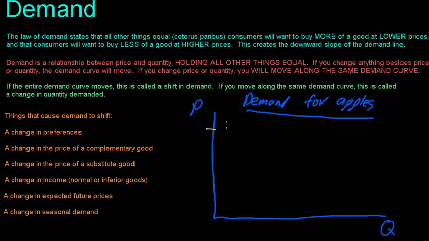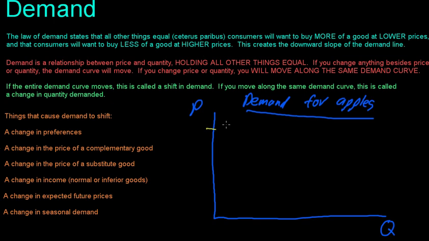Okay, so the point of this video is to give a really thorough overview of demand, the demand curve, the law of demand, the idea of holding all other things equal, and then things that cause demand to shift. And then we'll do the same thing for supply, and then we'll get into putting the two together and some examples, and that should just about do it.